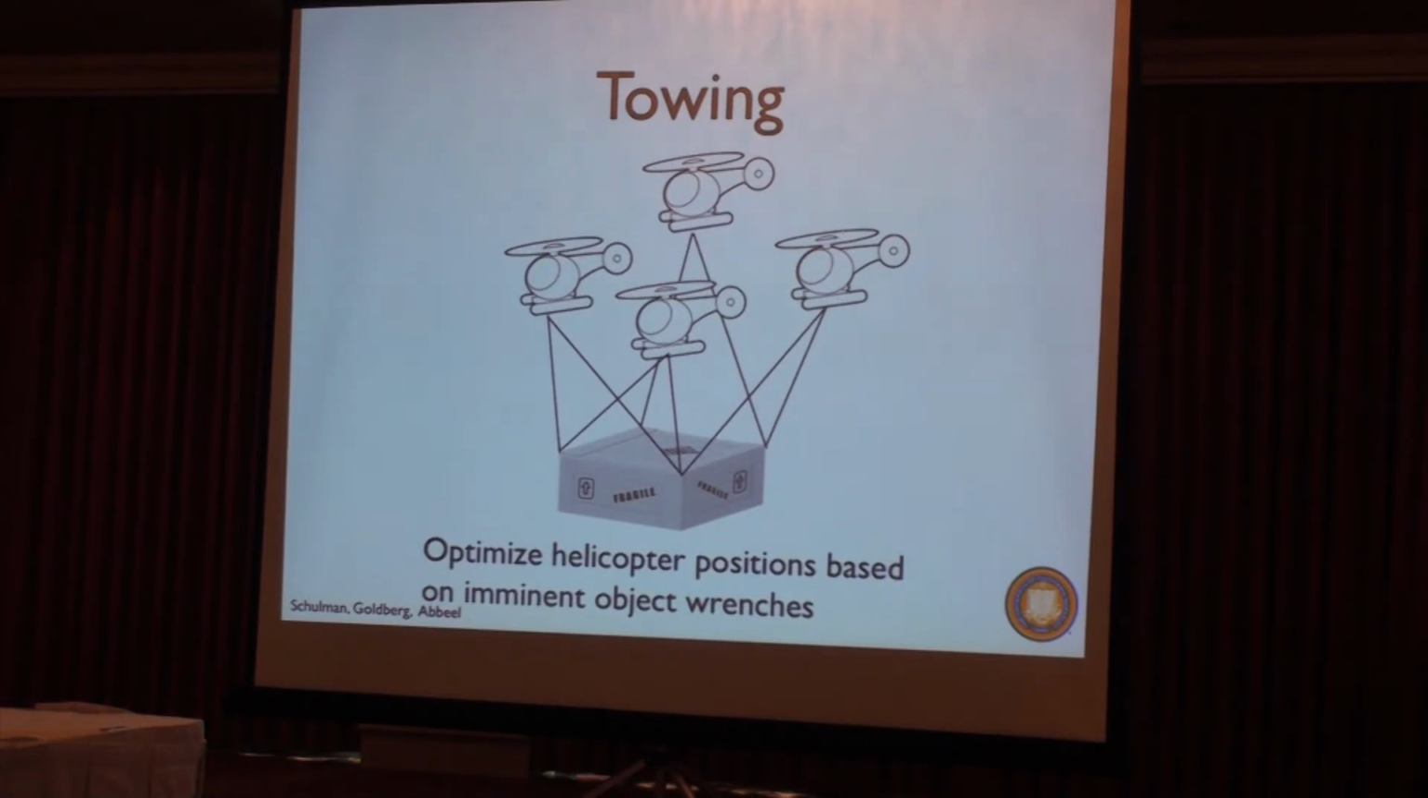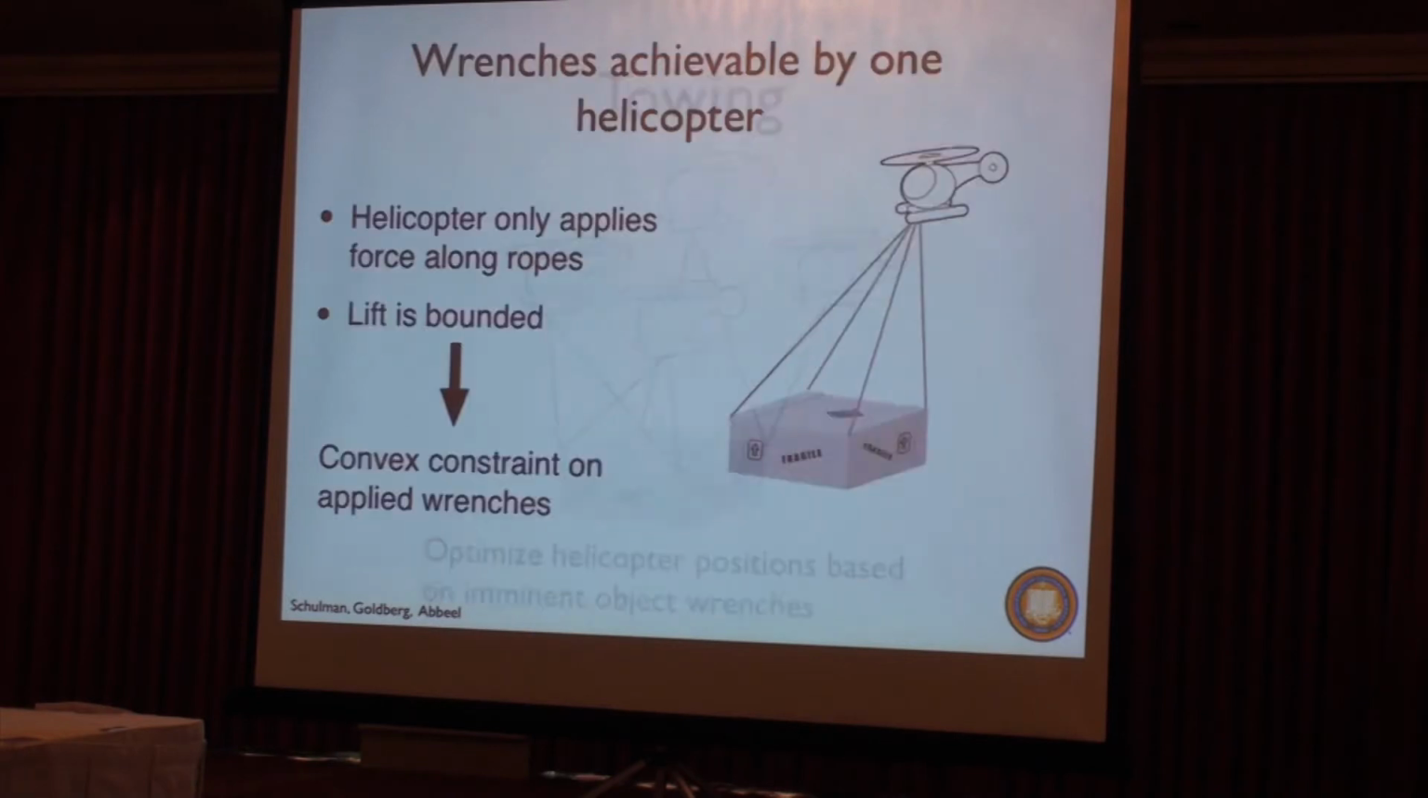And the optimization problem is you want to be able to hold up the object and also resist unexpected disturbances that occur during a movement. So let's look at one helicopter and the wrenches that it can apply to the object. It only applies forces along the rope directions, and the total lift of the helicopter is bounded. And that means there's a convex constraint on the set of wrenches that one helicopter can apply to the object. And that's a function of the position of the helicopter.